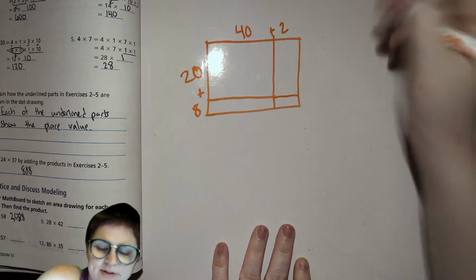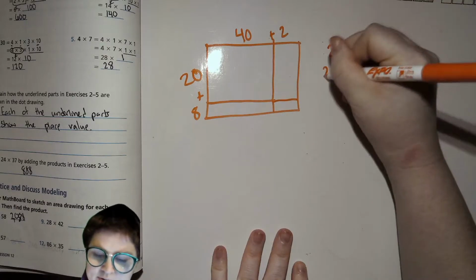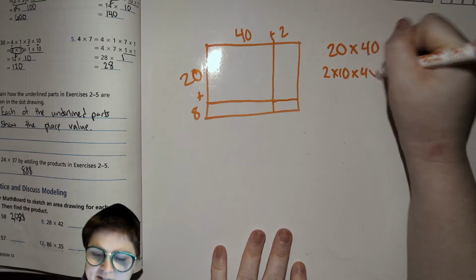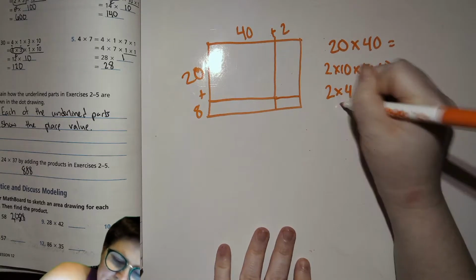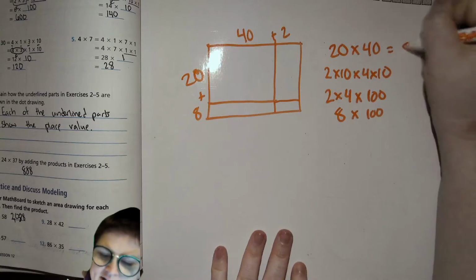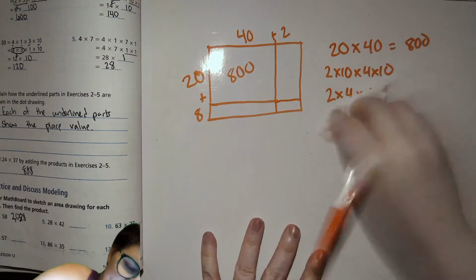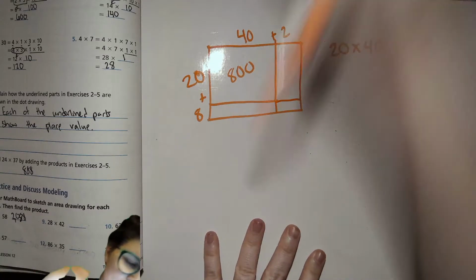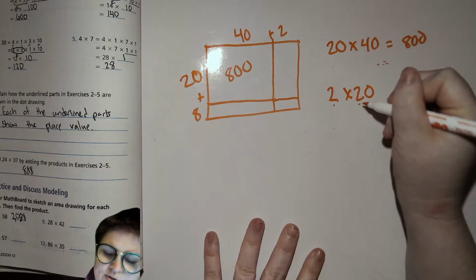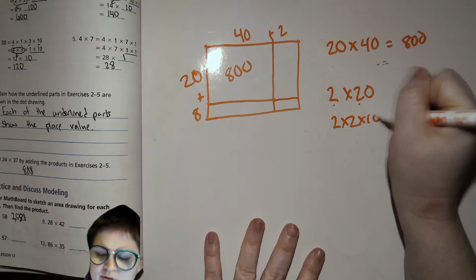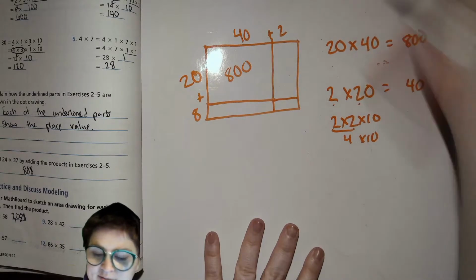So 2 times 4. So 20 times 40 equals 2 times 10 times 4 times 10. So then 2 times 4 times 100. 8 times 100 is 800, right? Then we'll do our 2 times 20. So then it's just 2 times 2, which is 4, times 10, 40, right?